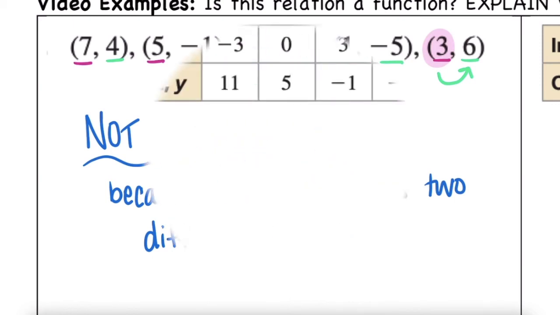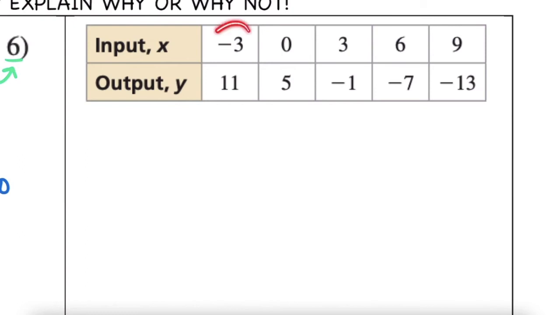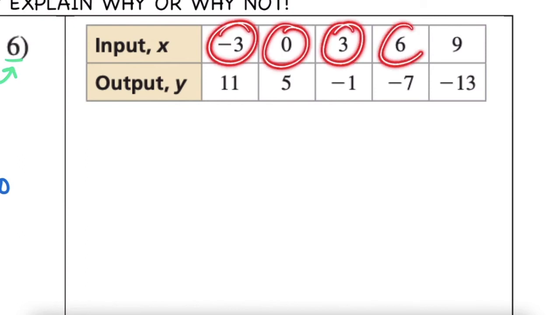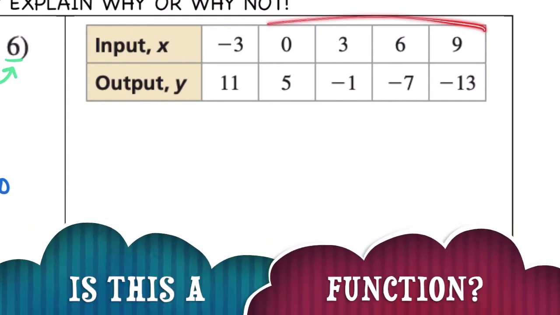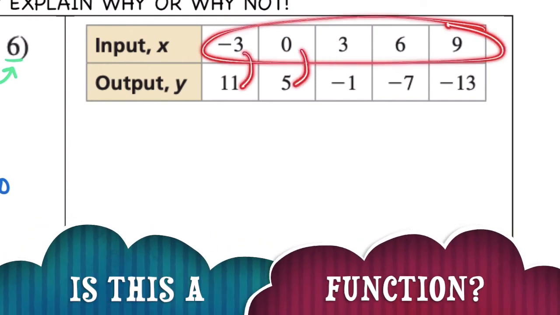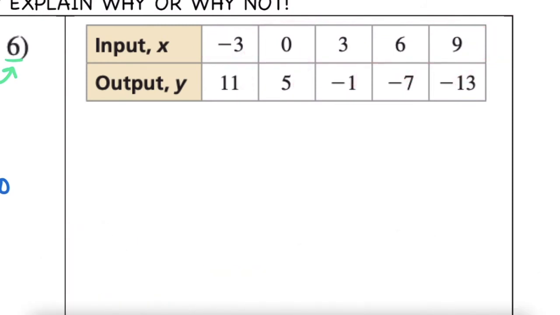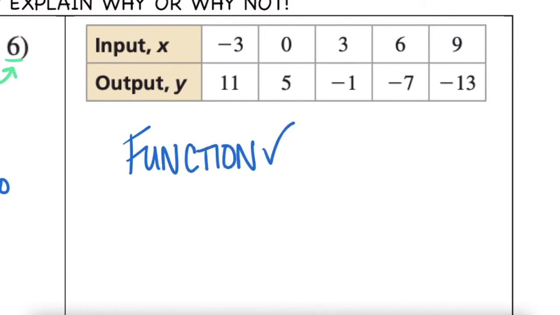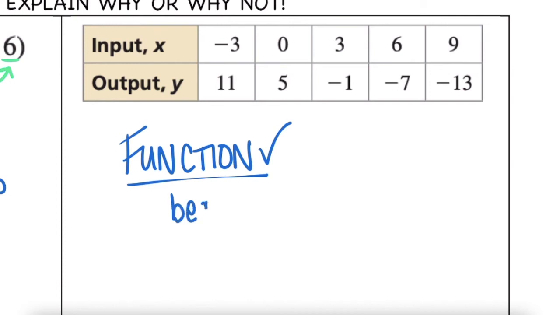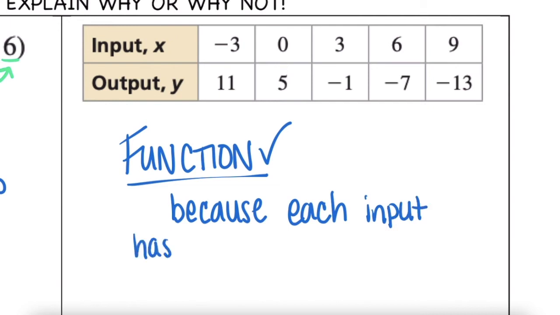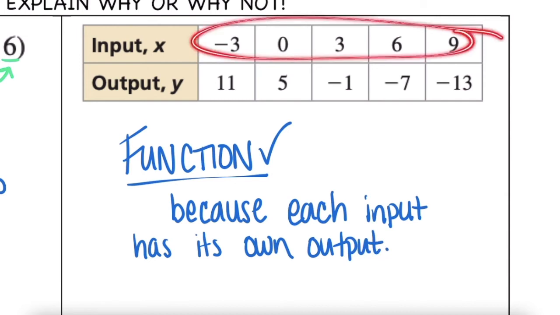Let's take a look at our table. Well, looking through, my inputs are each unique: -3, 0, 3, 6, and 9. None of these are repeating, and each of them has their own unique output. Therefore, if this was a vending machine, we would say that this is functioning correctly. So this is an example of a relation that is a function, because each input has its own output. Or in other words, the same input was not used more than once.